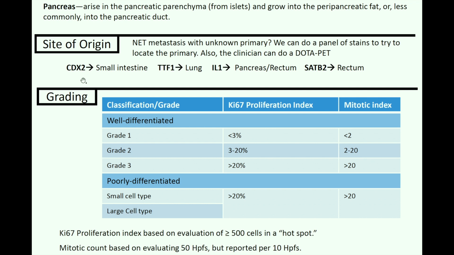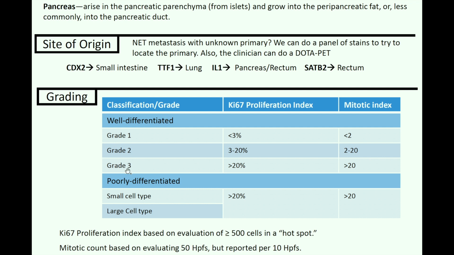So a quick little guide on grading neuroendocrine tumors. This is important to know. So again, we don't grade the poorly differentiated, but for well-differentiated neuroendocrine tumors, a grade 1 is going to be less than 3% Ki67 proliferation index and less than 2 mitoses per 10 high-powered fields. Grade 2 is 3 to 20% Ki67 proliferation index and 2 to 20 mitoses per 10 high-powered fields. Grade 3, well-differentiated neuroendocrine tumor, is greater than 20% Ki67 and greater than 20 mitoses per 10 high-powered fields.